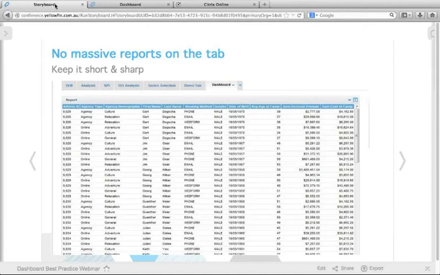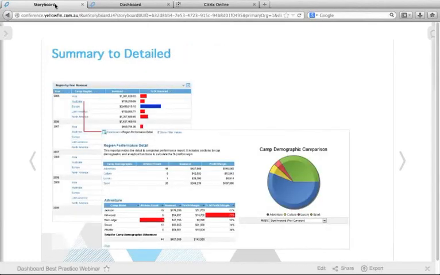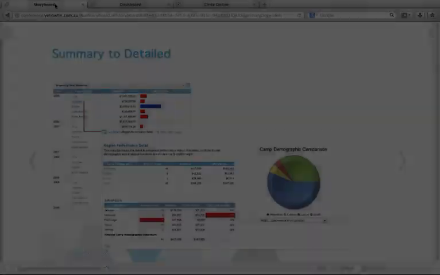So to solve this, we would typically use drill-through reports that can link our summary level information across to our detailed reports. So you may see a particular year and you may click on that year, and then it will take you to a detailed report which will break down that information.